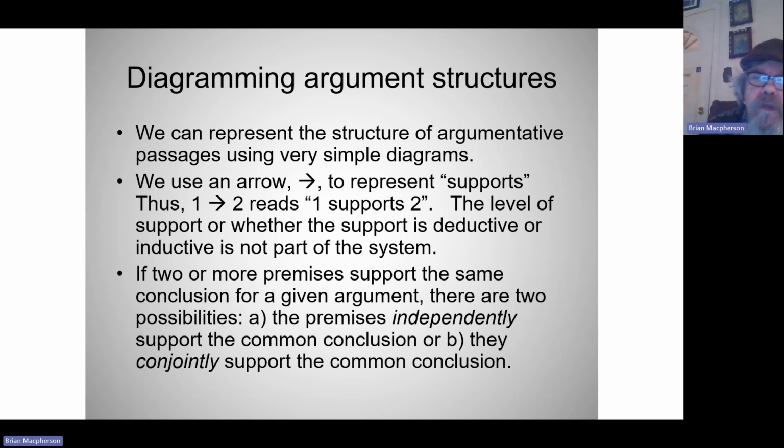In addition, we looked at adding missing premises to incomplete arguments. So, as I was saying last week, sometimes arguments aren't so neat and tidy. Sometimes people will omit premises. So, there is a way of adding premises.